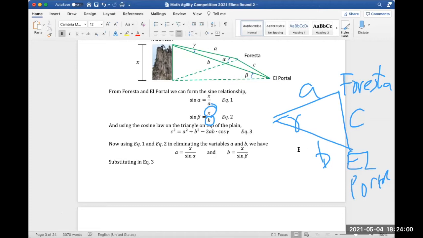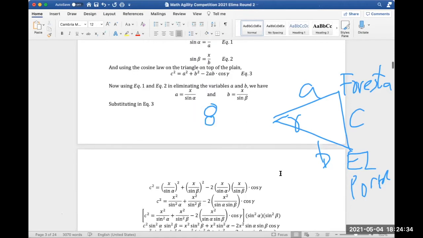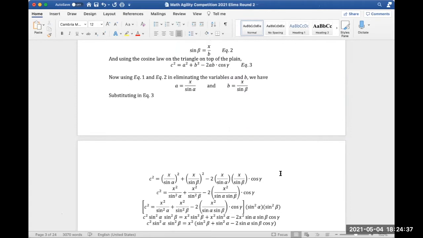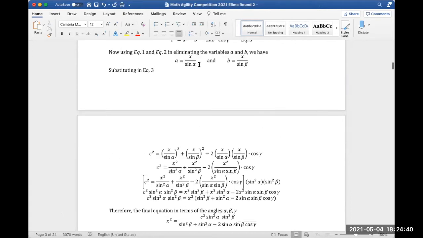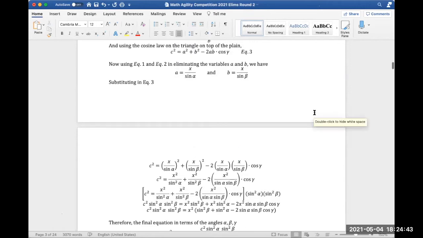Now we can rearrange equations 1 and 2 in terms of A and B, which is this. So we transform equation 1 in terms of alpha and X. So A equals X over sine alpha. And the same method we use, we transform equation 2 in terms of X and beta, so B equals X over sine beta. So now let's substitute these values of A and B into equation 3. Let me clear my, okay. So we substitute A and B into our equation 3, which is our cosine law, right? This part here.